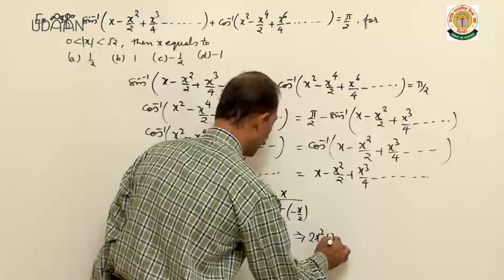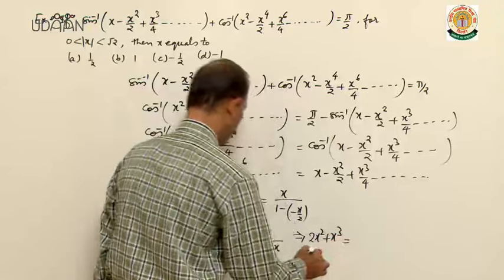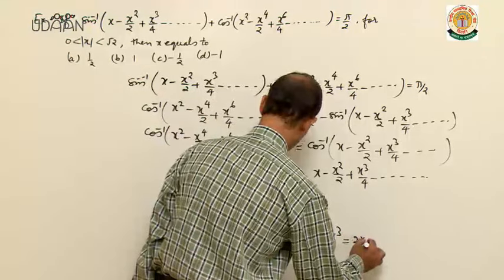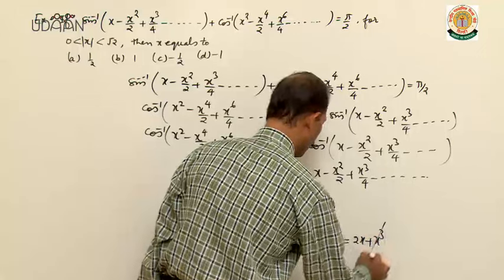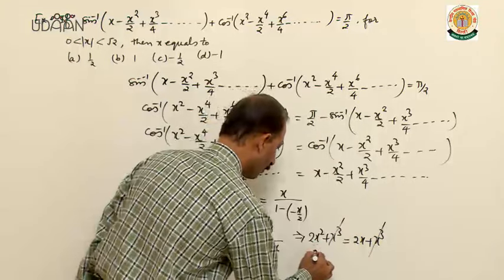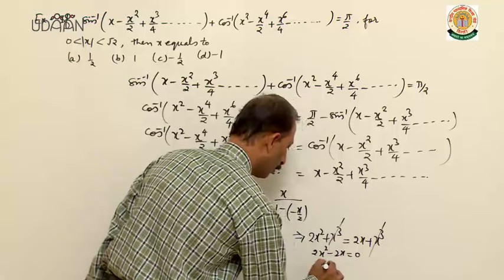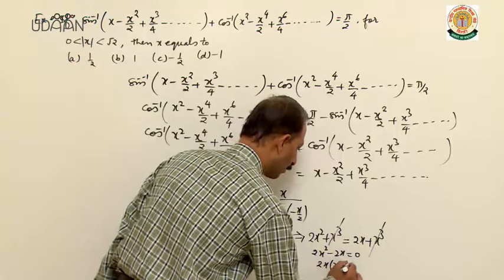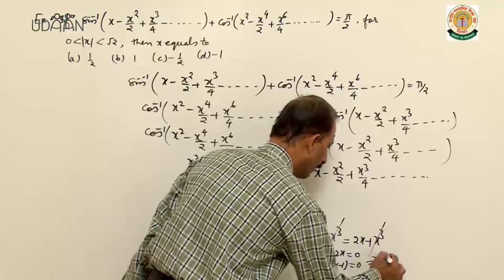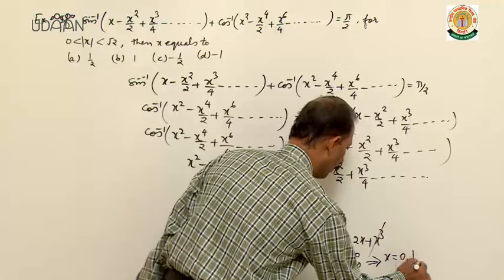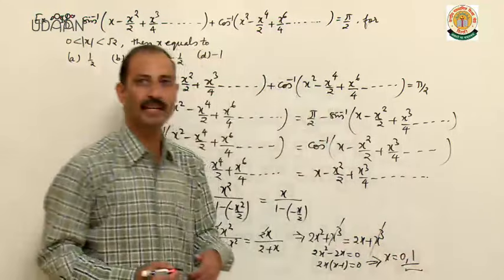2x square plus x cube is equal to 2x plus x cube. So this will be cancelled. 2x square minus 2x is equal to 0. 2x you will take common, x minus 1 equal to 0. So the value of x you are getting is either 0 or 1. Two values we are getting.